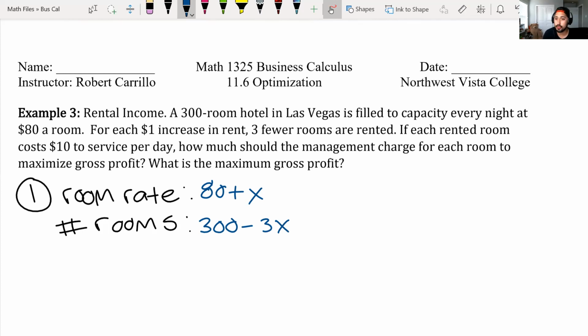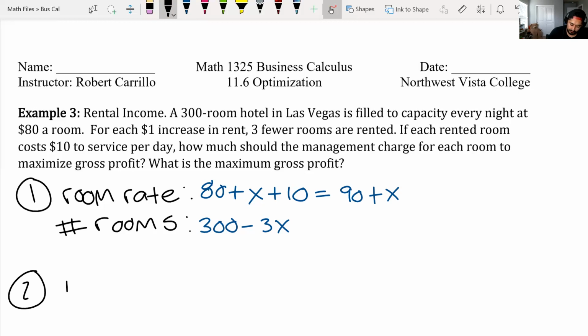Okay, but here's where they throw the curveball. If each rented room costs $10 to service per day, how much should management charge? So, do we pay for that $10 for room service, or do we make the guest pay for the $10 cleaning room service? We make the guest pay. We're not paying for that. So, guess what we're going to tack on to our room rate? A cleaning fee of $10. So this means our actual room rate is 90 plus x. There you go. That's how you run a business.